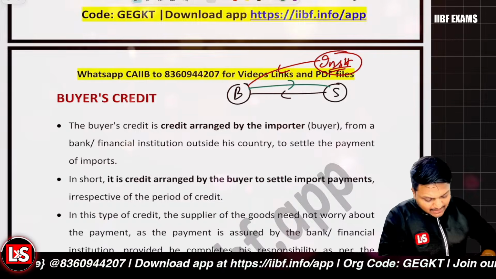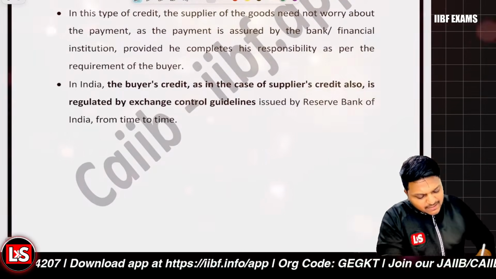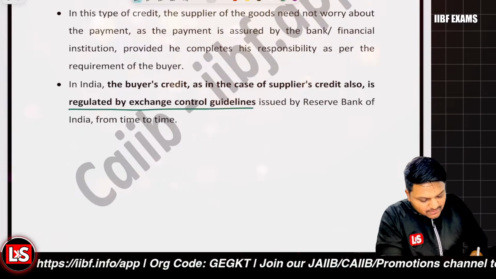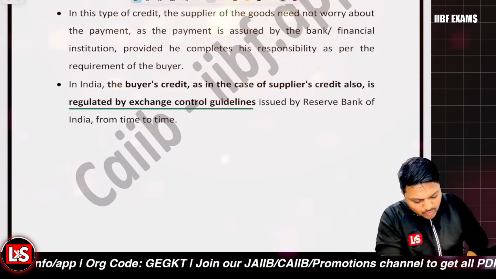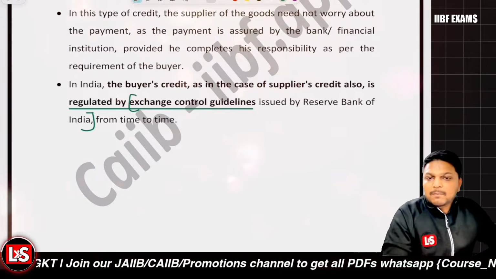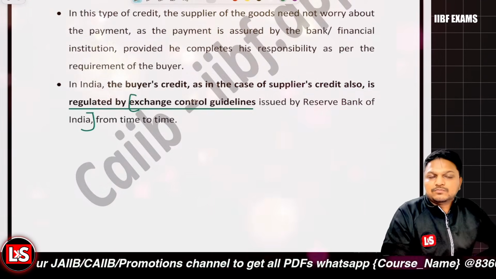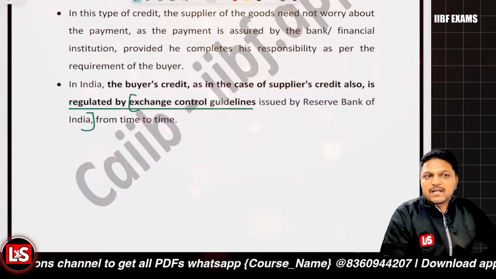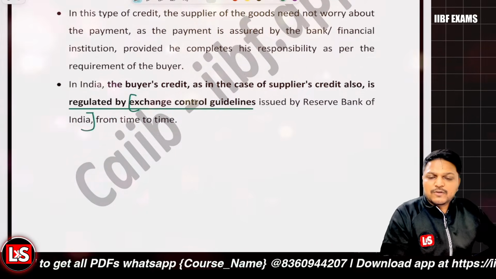And further in India, if we are talking about the buyer's credit, as in the case of the supplier's credit, it is also regulated by the exchange control guidelines. So what are the exchange control guidelines which are issued by the Reserve Bank of India? Those do basically regulate the buyer's credit also. Clear with it so far?